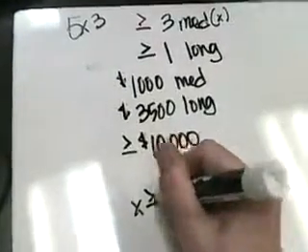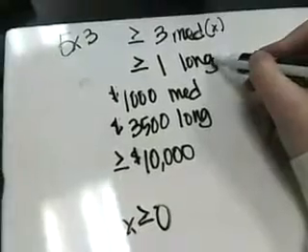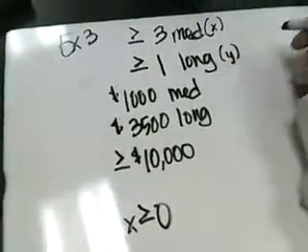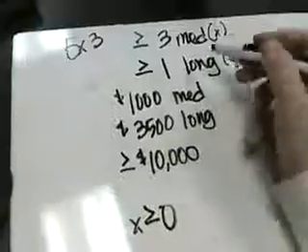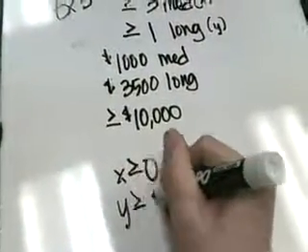Inequality, sorry. The second one says he's dealing with longs. So let's label him y. And it wants at least greater than or equal to 1. So we've got y is greater than or equal to 1.